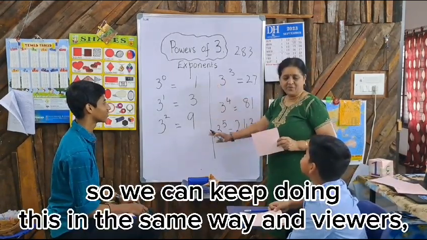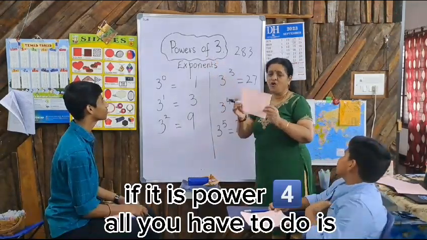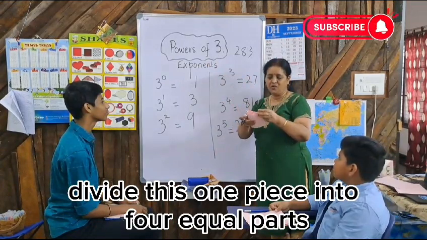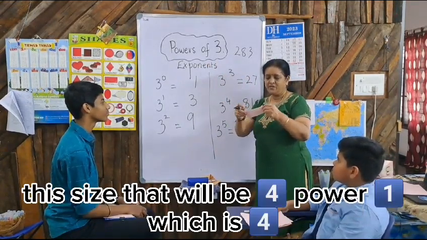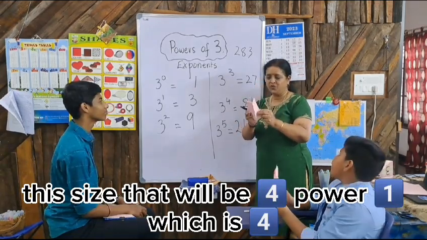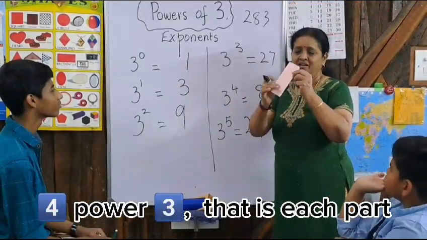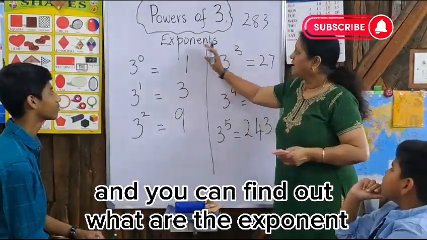So we can keep doing this in the same way. And viewers, if it is power 4, all you have to do is divide this one piece into 4 equal parts. Once you divide this, that would be 4 power 1, which is 4. Then you can do 4 power 2, 4 power 3. That means each part you'll have to divide into 4 equal parts.